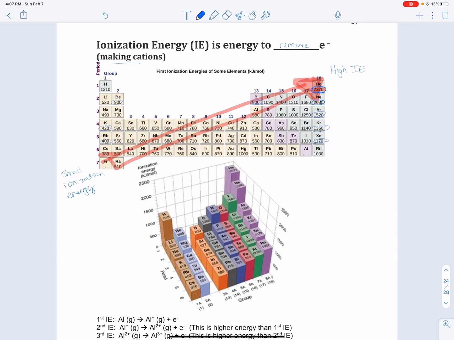Why would it be that these noble gases don't want to give up their electrons? It goes back to the idea of them being fully filled. So for neon, remember, he's just like that. He's fully filled. He doesn't want to give it up because he's at 8, all the way filled, and become unstable in any way.